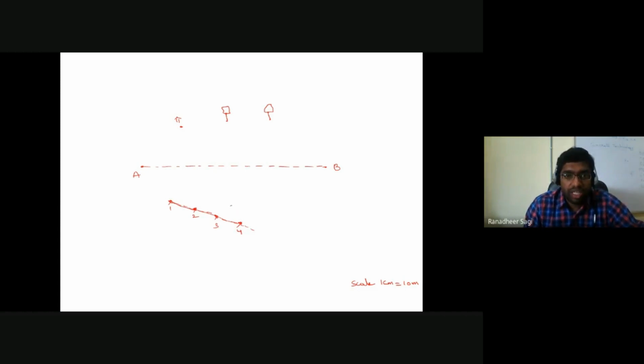And somewhere in between here I have got another house. Maybe here I have got another tree, the position. Somewhere here I have got another tree. So the position of all those trees, houses, electrical poles, everything I have marked on my map by converting the data measured from the field with the appropriate scale that we have chosen.